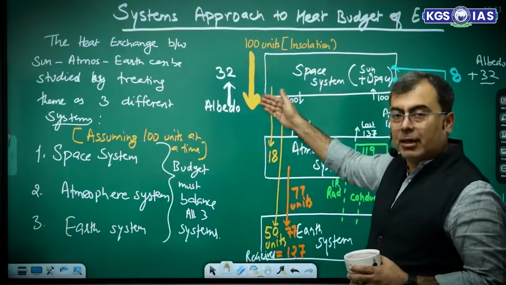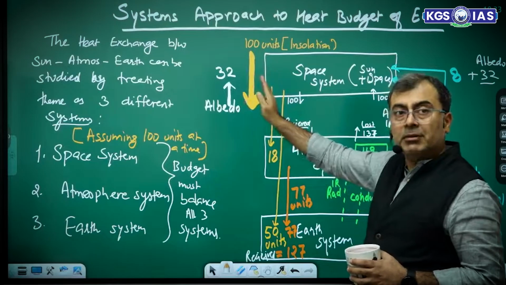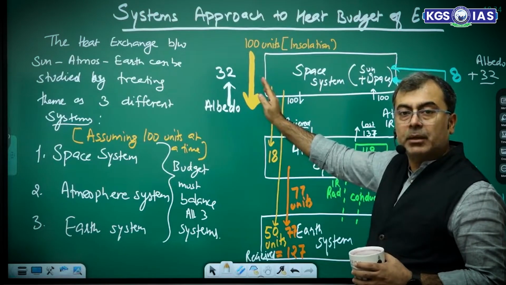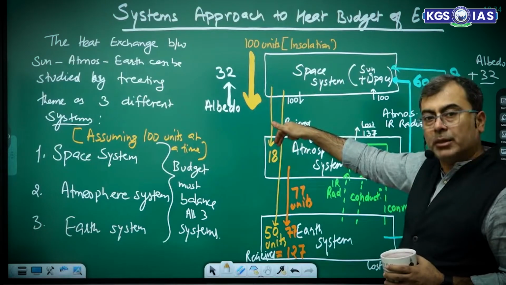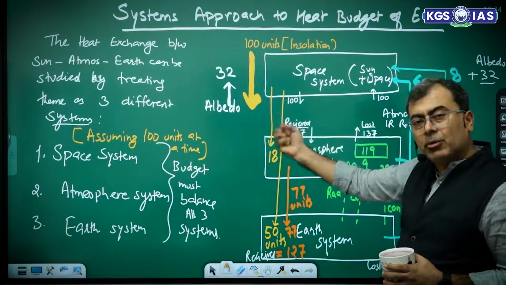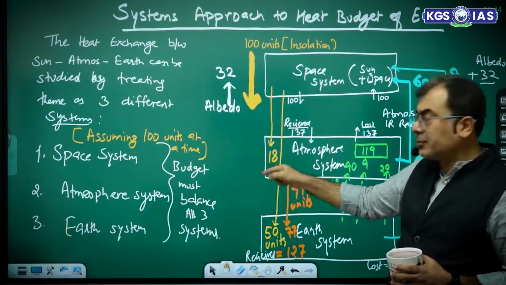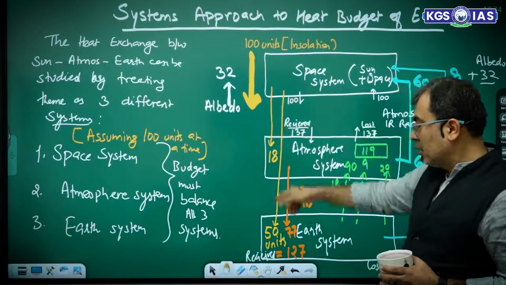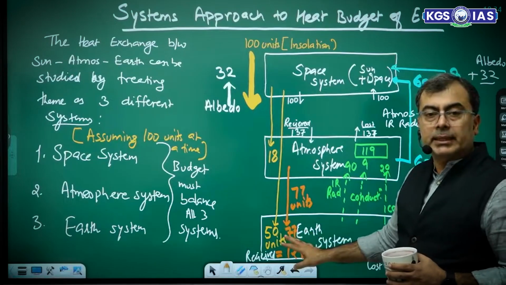100 units come from the sun. 32 go out. How much are we left with? 68. Out of 68, 18 is trapped in the atmosphere. Atmosphere heating, cloud will absorb and dust will scatter and everything. 18. Coming down, 50 reach the earth. Earth is getting heated up.